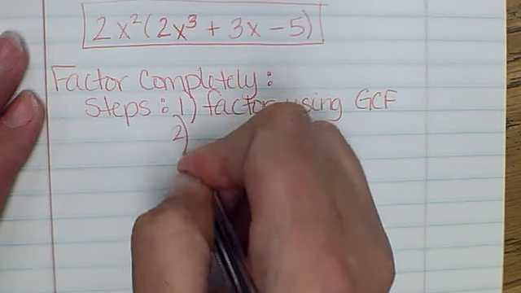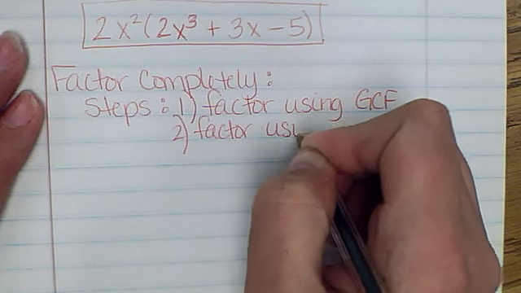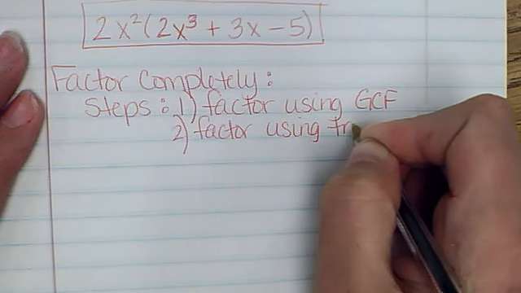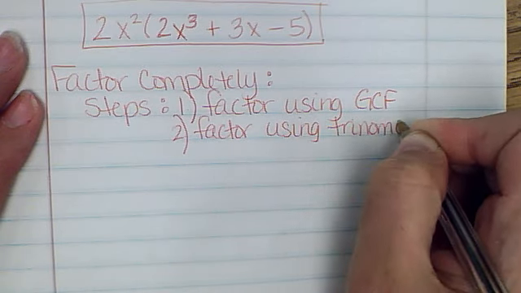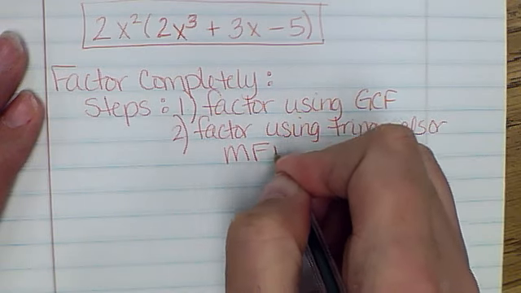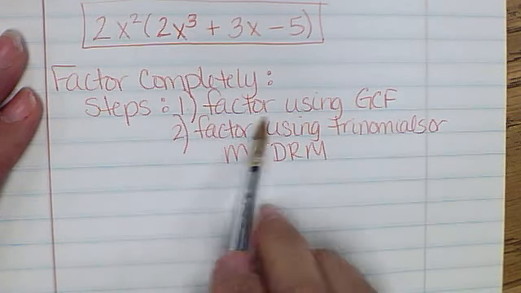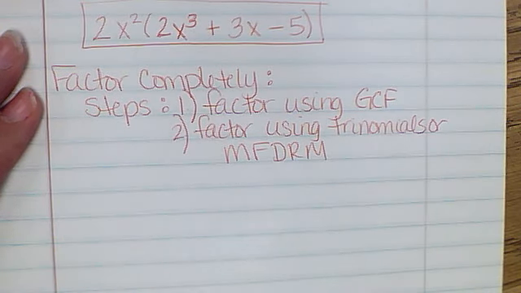Step 2, you're going to factor that answer using either trinomials or my father drives a red Mustang. So you're going to factor using GCF, and then you're going to factor that answer that you get using either trinomial factoring or my father drives a red Mustang. And remember, we reviewed both of those yesterday.